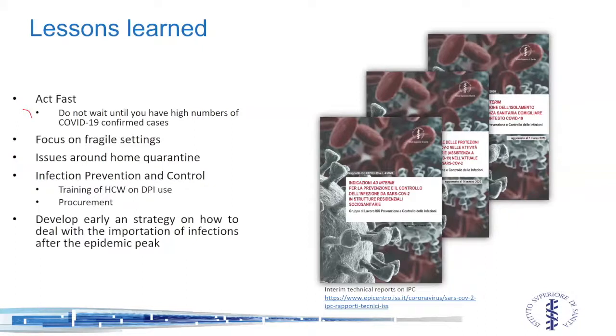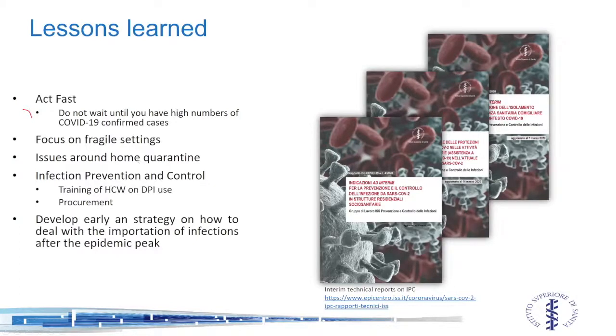And the other thing is to focus on fragile settings. This is a very important thing. Long-term care facilities in countries like ours, with very high percentages of elderly and fragile elderly, are very fragile. And if one case enters this setting, it is very difficult to control the infection. Another one is to keep the home quarantine.